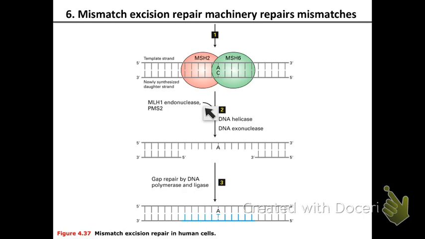And they recruit these proteins called MLH1 and PMS2, which are endonucleases. Endonucleases are those proteins that can cut the DNA sugar phosphate backbone inside. Okay? Exonucleases are the ones that can cut from the end. Endonucleases can cut from inside. What's the endonuclease enzyme that you can think of from your molecular cloning lecture?